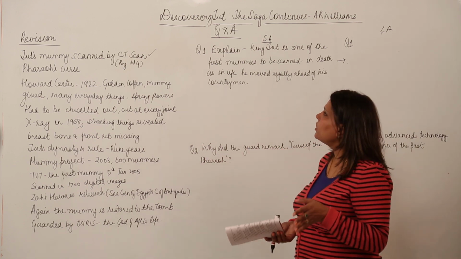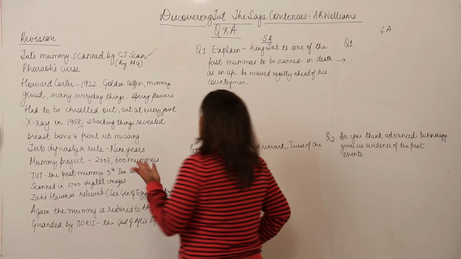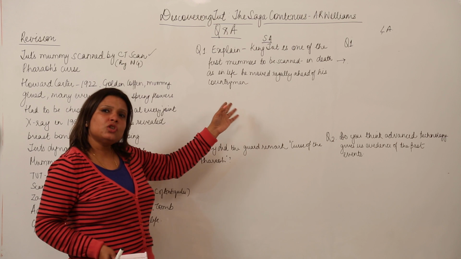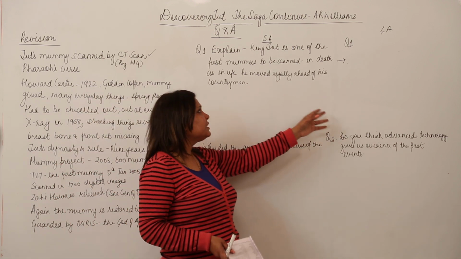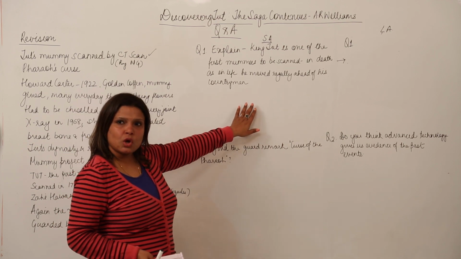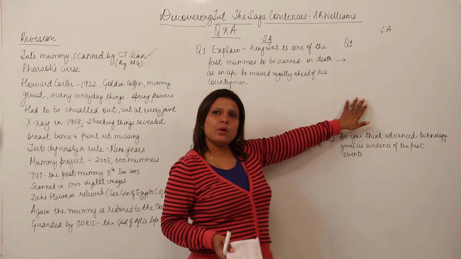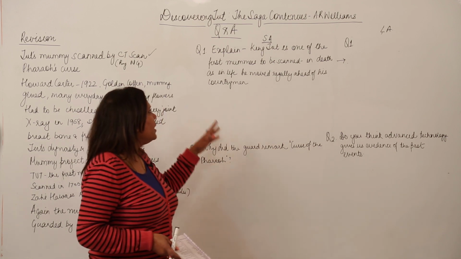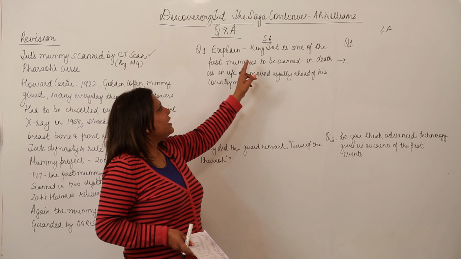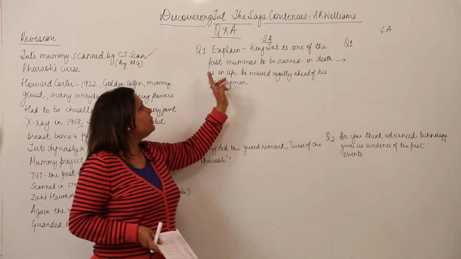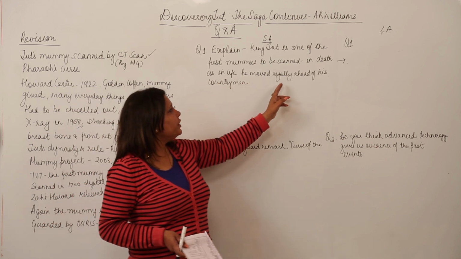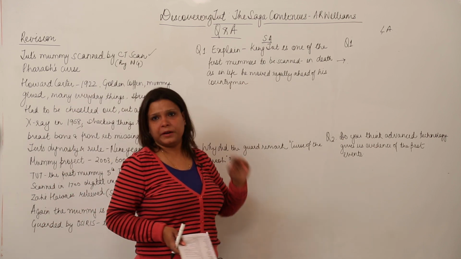Now let's attempt the question answers. What kind of questions you might face from this chapter. Again, short answer questions and long answer questions. Here I have taken one question which can be explained in a short way, and also you can expound it in a long answer question. Let's do that first. The statement was, please explain the statement that King Tut is one of the first mummies to be scanned. In death and in life, he moved regally ahead of his countrymen.